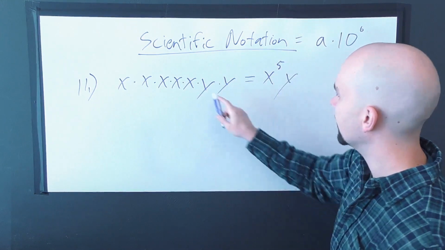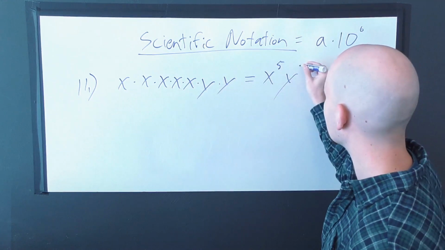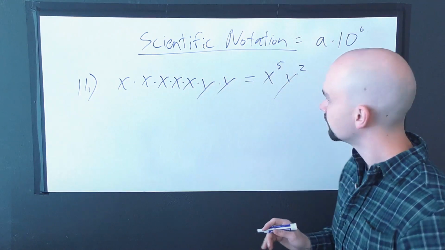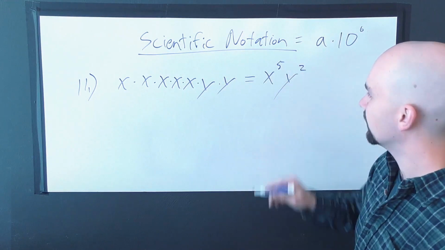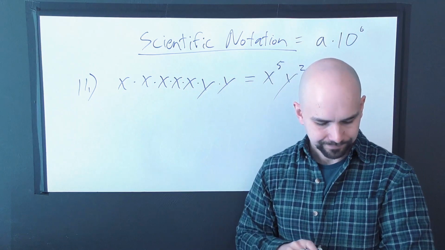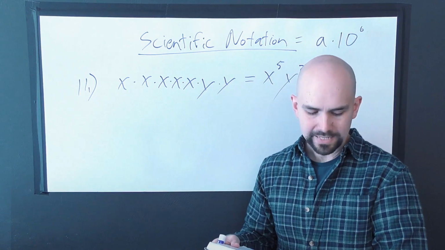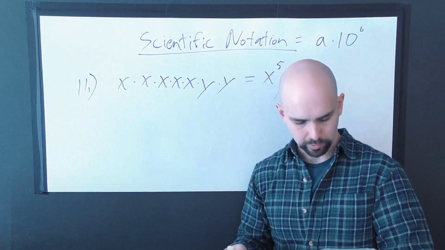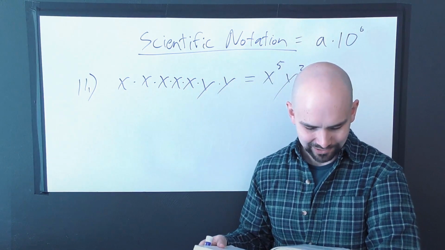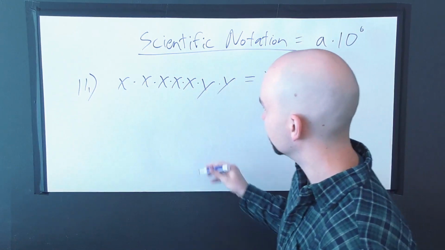Times y to the power of 1, 2. It's times itself twice. So there, I've written this out in exponential form. Now write the following products in exponential form. I'm not going to do too many of these because they take a long time to write, but I'll just do one more.